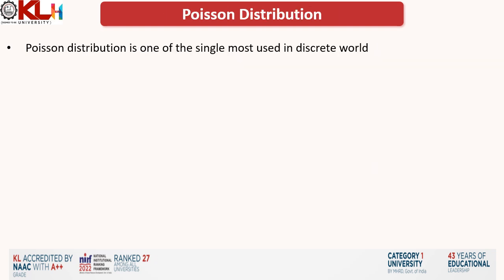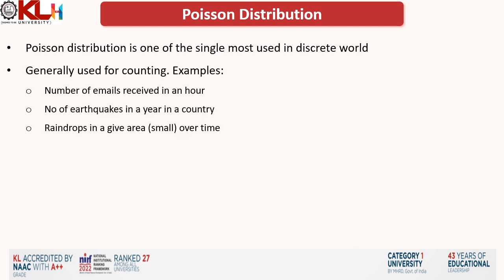Let's look at another distribution called Poisson distribution. It's one of the single most used in the discrete random variable world. It's generally used for counting, for example, number of emails received in an hour, number of earthquakes in a year in a country, raindrops in a given area over time.